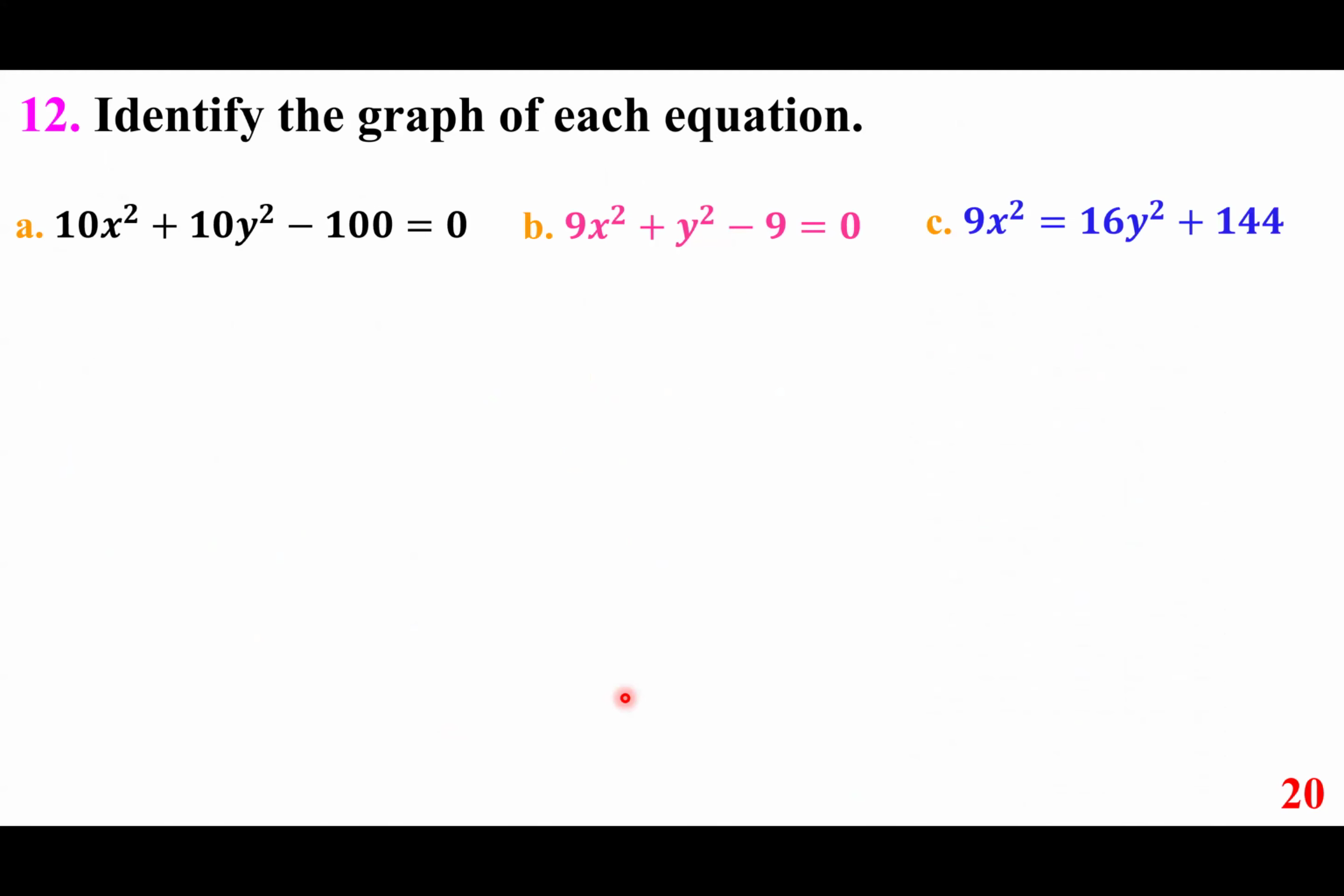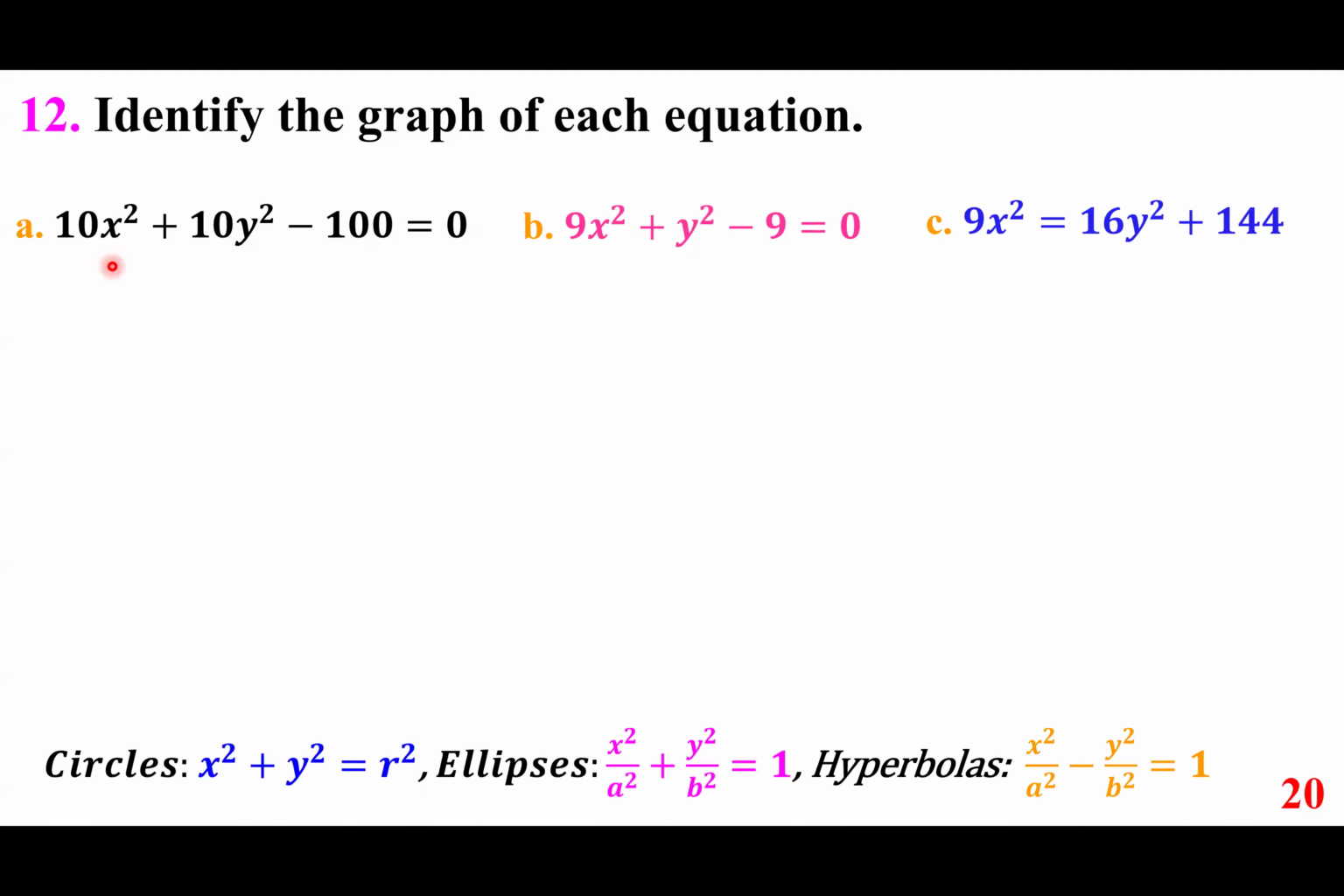Identify the graph of each equation: 10x squared plus 10y squared minus 100 equal to 0. Okay. This one is a circle. Why is that? Remember, circles are in the form of x squared plus y squared equals r squared. If you're talking about center, that's 0, 0. Ellipses are in the form of x squared over a squared plus y squared over b squared equals 1. Circle is a special case of ellipse where a and b are equal and we call them r. Hyperbolas are x squared over a squared minus y squared over b squared equals 1.